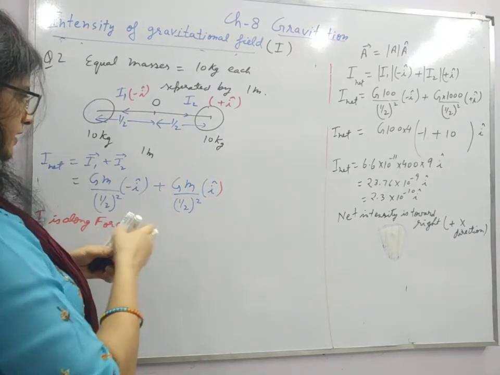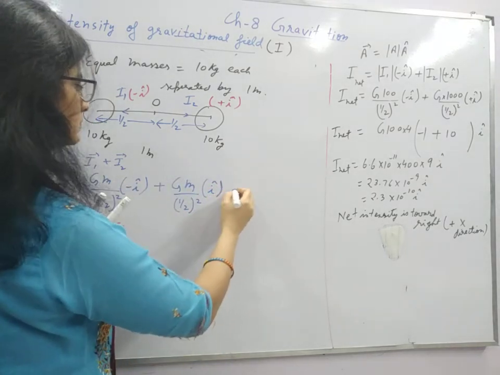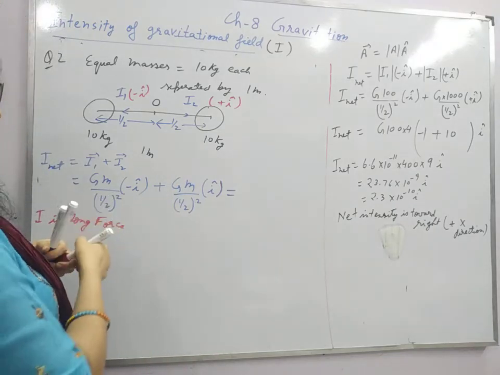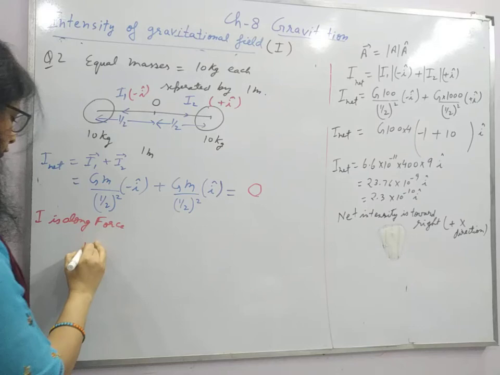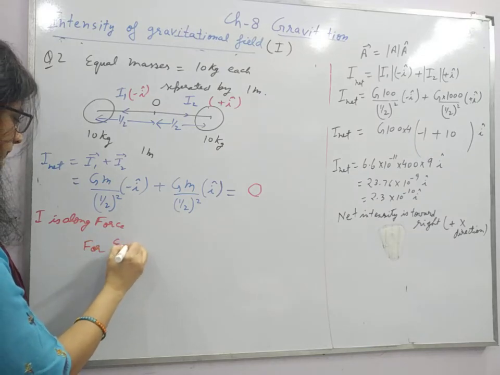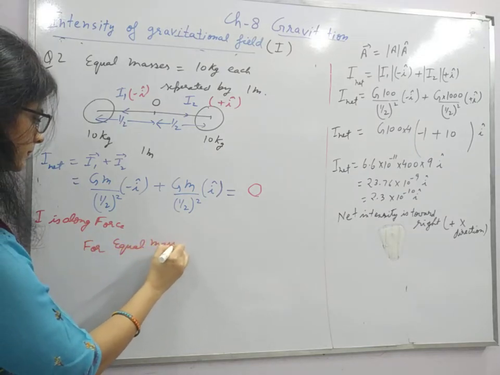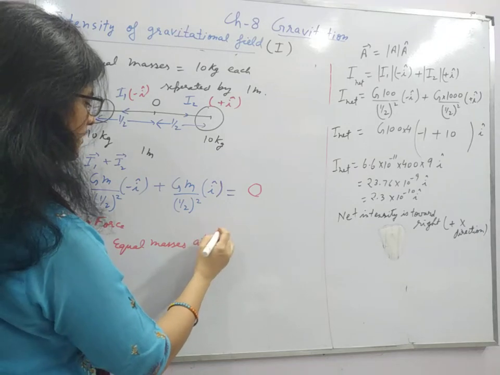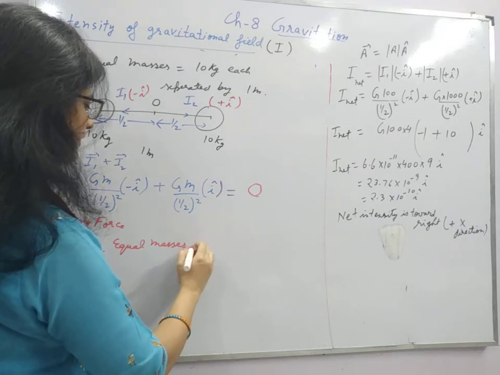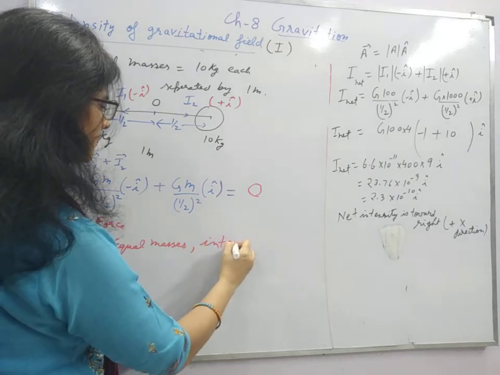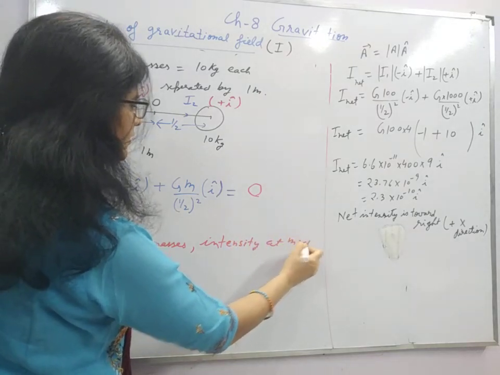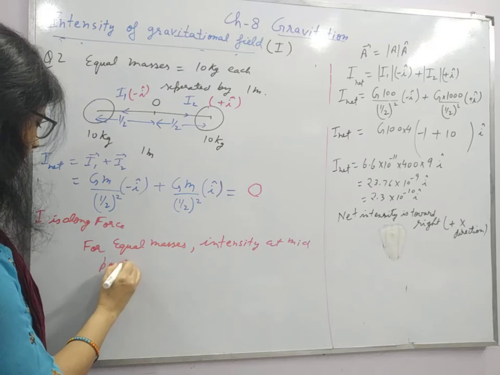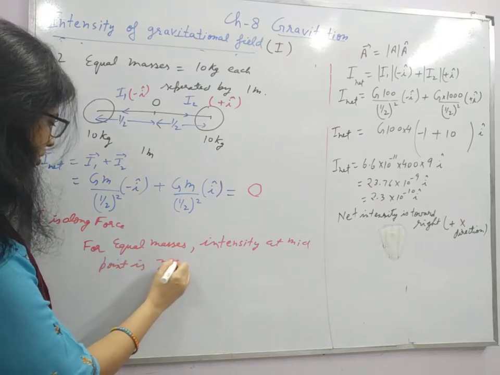What will be my answer? This will obviously be 0. These are equal, so no need to calculate. So for equal masses, intensity at midpoint is 0.